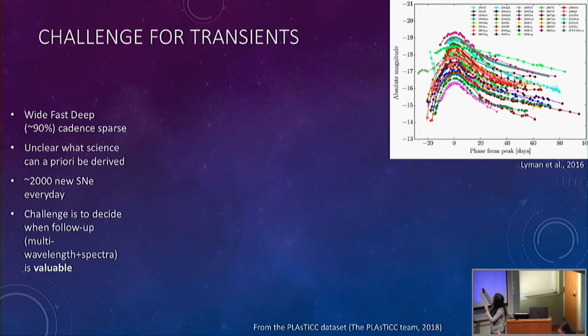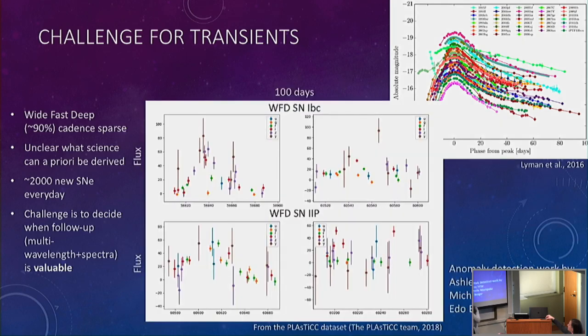Up here, I'm showing a collection of light curves that were analyzed for stripped envelope supernovae in order to constrain the physics of the light curves. So look at that for a second, and then look at these. This is what you expect to get from LSST, and that is because 90% of LSST's time is going to be spent on the wide, fast, deep survey, in which it is going to only repeat photometry about every 3 days or so. This is not set in stone, but that's what is expected. It is unclear what kinds of science you can do to derive physics out of this.